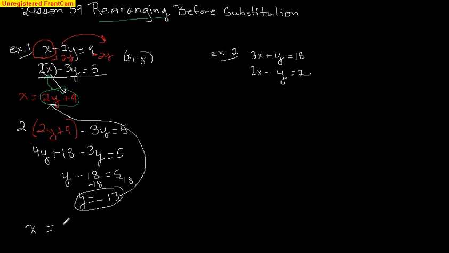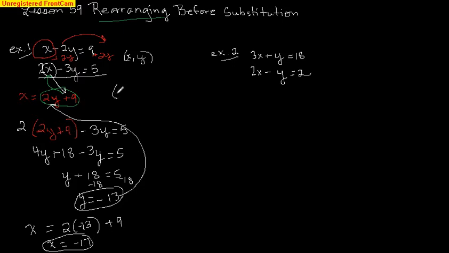So we're going to get x equals negative 26 plus 9, which would be negative 17. So we need an x value and the y value. So the answer to this is our ordered pair: minus 17, x goes first, x comes before y in the alphabet, minus 13. Strange answers, but at least they're not fractions, right?